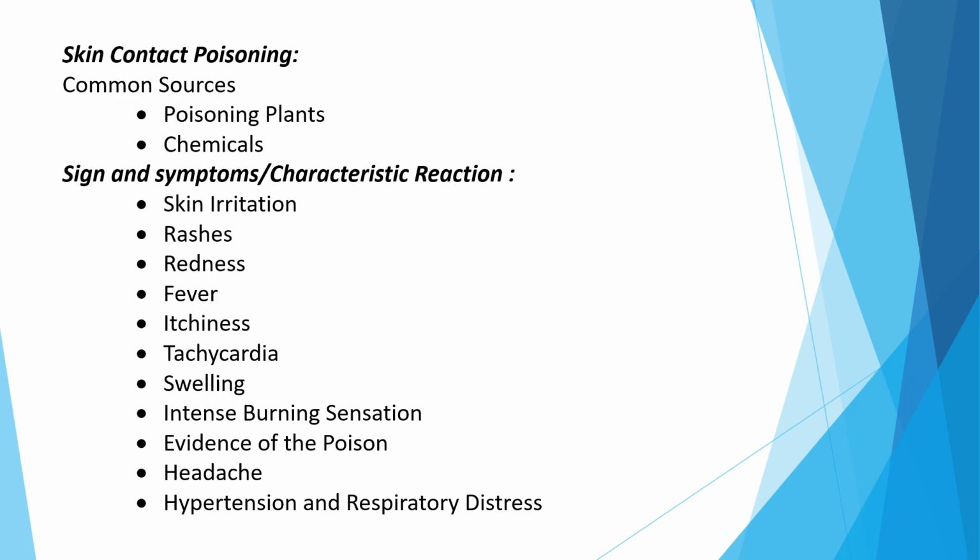Skin contact poisoning. So you read poisoning by plant or chemicals. Poisonous plant, like Dieffenbachia. Signs and symptoms: skin irritation, rashes, redness, fever, itchiness, tachycardia, swelling, intense burning sensation, evidence of the poison, and then headache, hypertension, and respiratory stress.